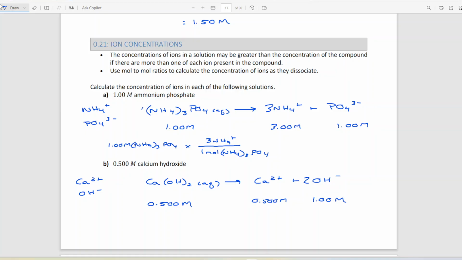You always start with 1 of the first substance, so it's really easy to go 1:2 or 1:3 or 1:4 or whatever it may be.